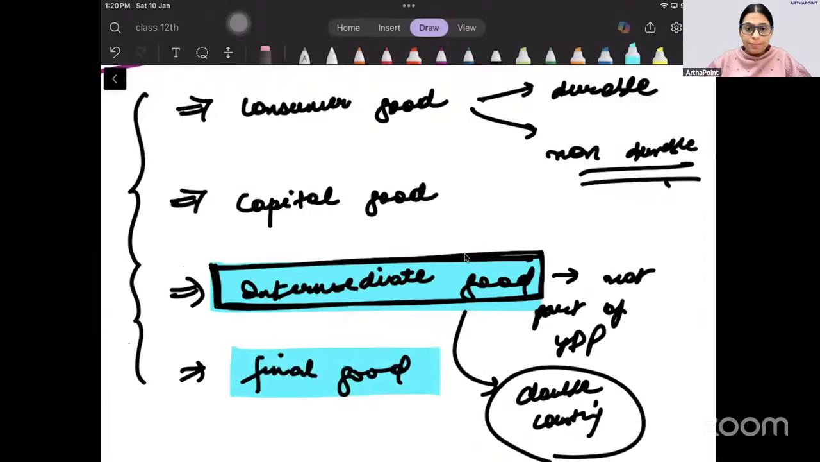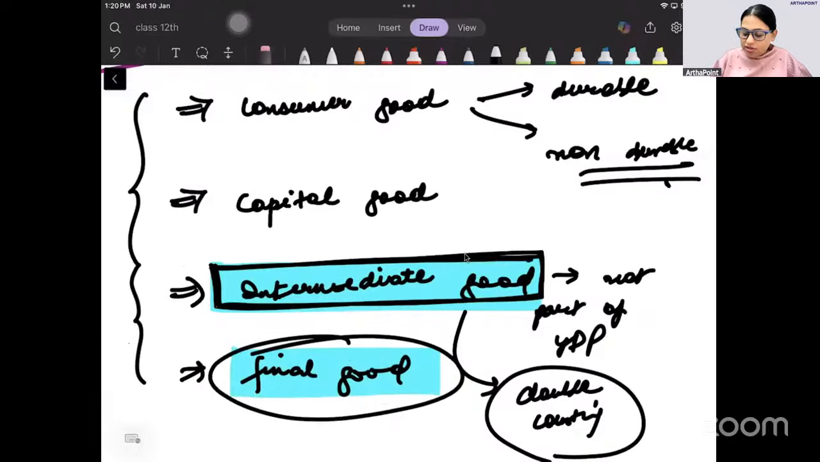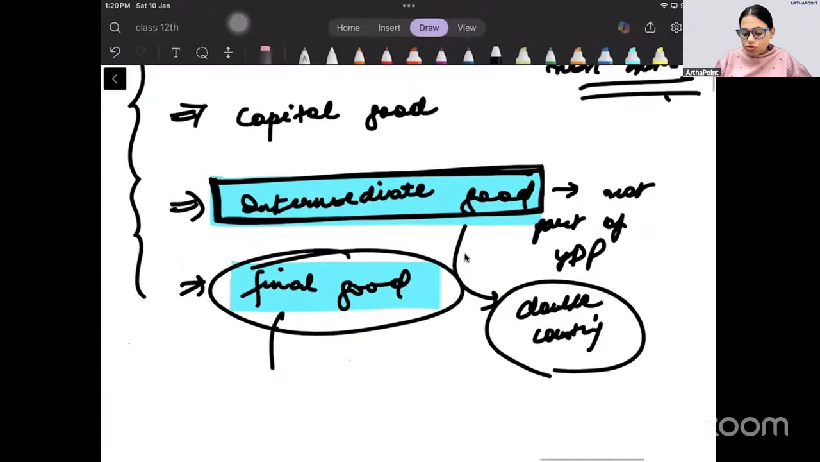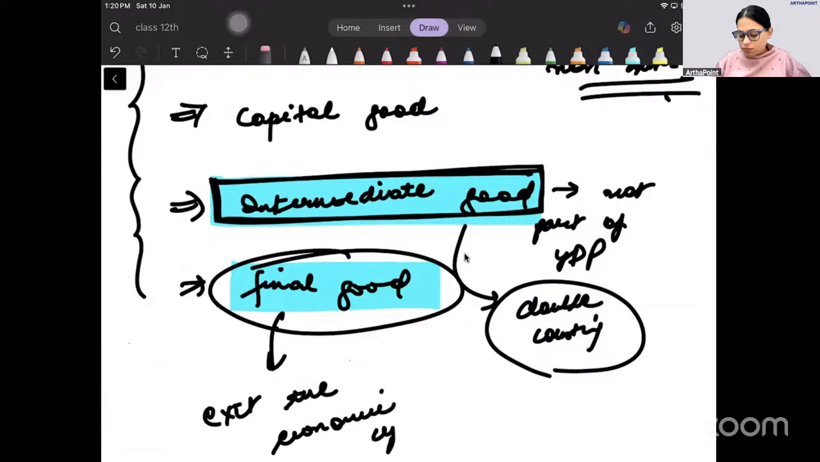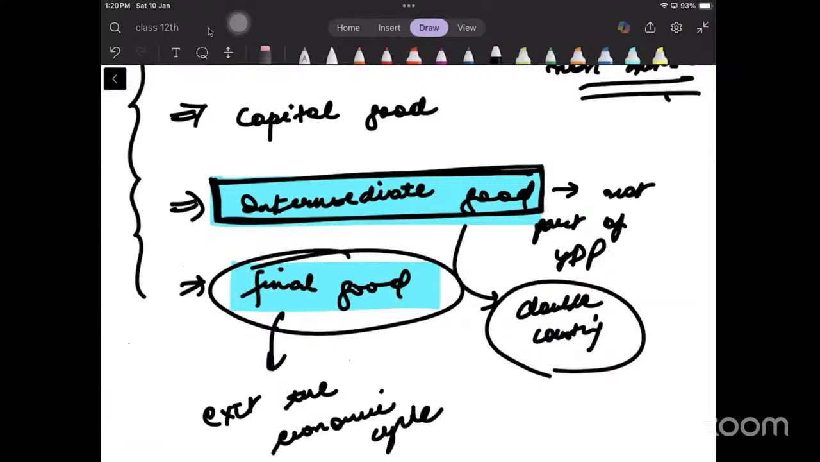अब ये जो फाइनल गुड एंड सर्विस होते हैं, दीज आर द गुड्स विच आर अल्टीमेटली द वन विच एग्जिट द इकोनॉमिक साइकिल. They exit the economic cycle. Exiting the economic cycle माने क्या? Exiting the economic cycle का मतलब ये है that they are no more in the process of getting converted further. They have left the economic cycle now. There is no process of getting converted further.